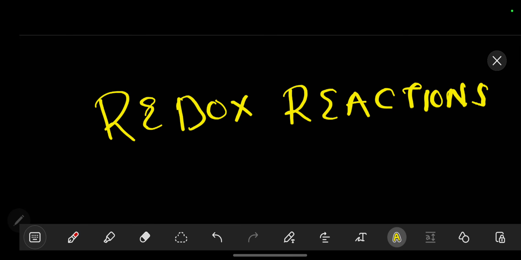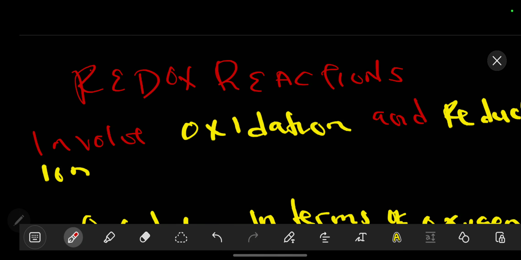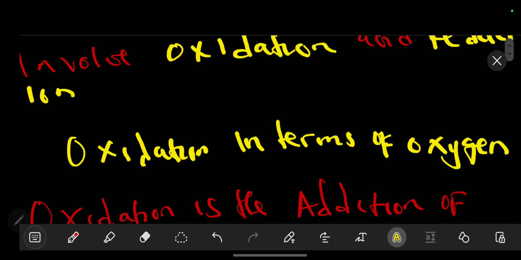So here today we are going to be looking at redox reactions. Redox reactions are just reactions that involve both oxidation and reduction. Now when we look at our redox reaction, it might be defined in terms of oxygen, hydrogen, and the oxidation state. Now let's look at it from the perspective of oxidation in terms of oxygen.